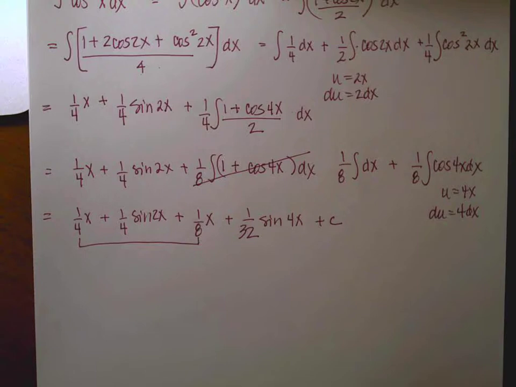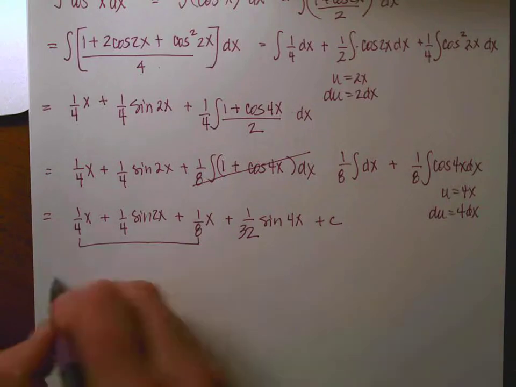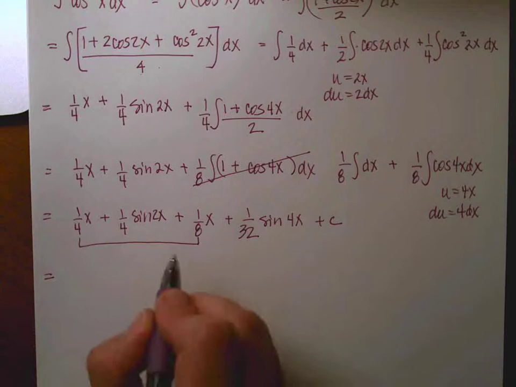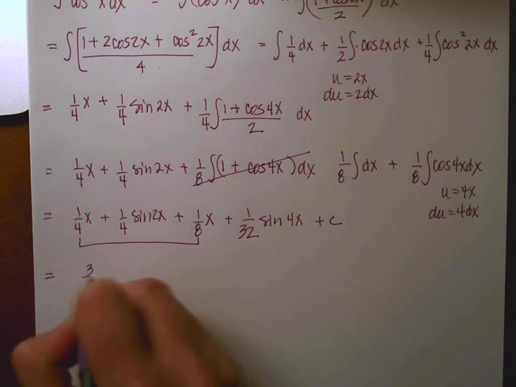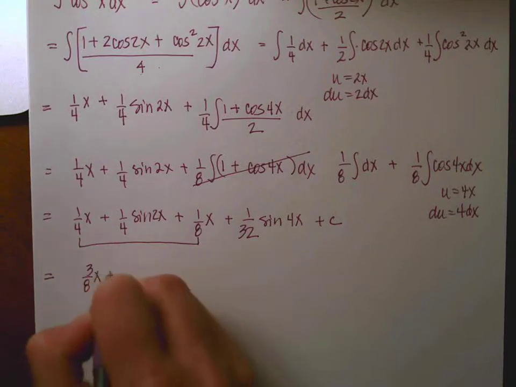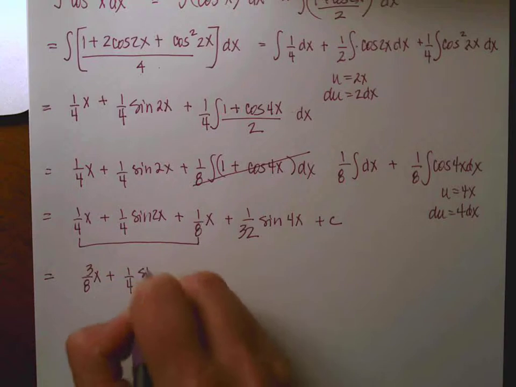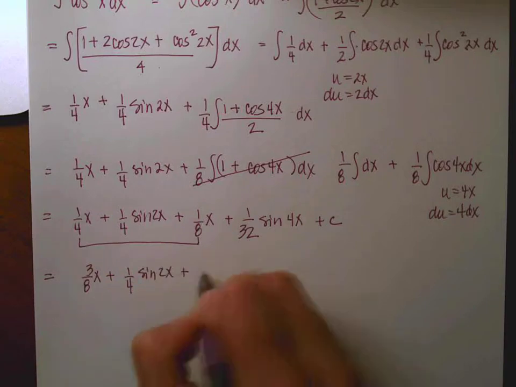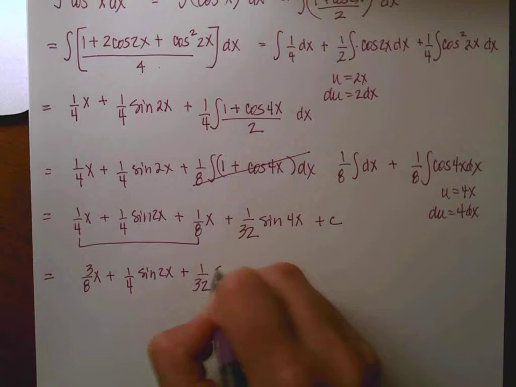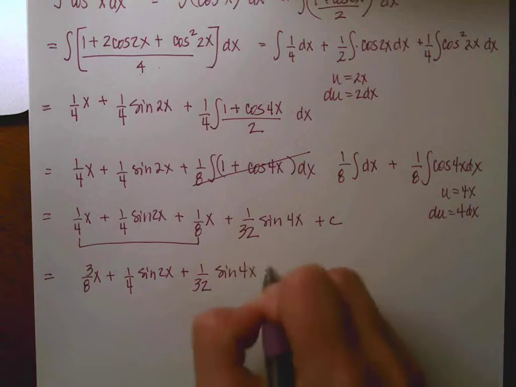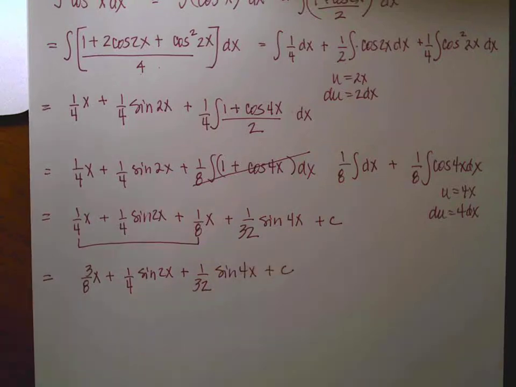Alrighty. Then I'm going to combine these two guys because they're both just x to the first degree. And so when I do that math, and I'm assuming you're brilliant, you can do that, this is 3/8 x plus 1/4 sine of 2x plus 1/32 sine of 4x plus c.